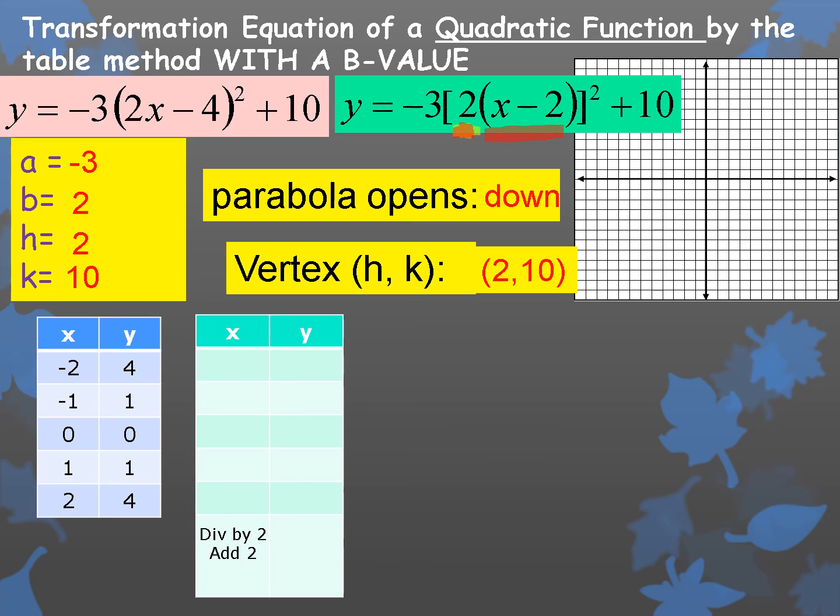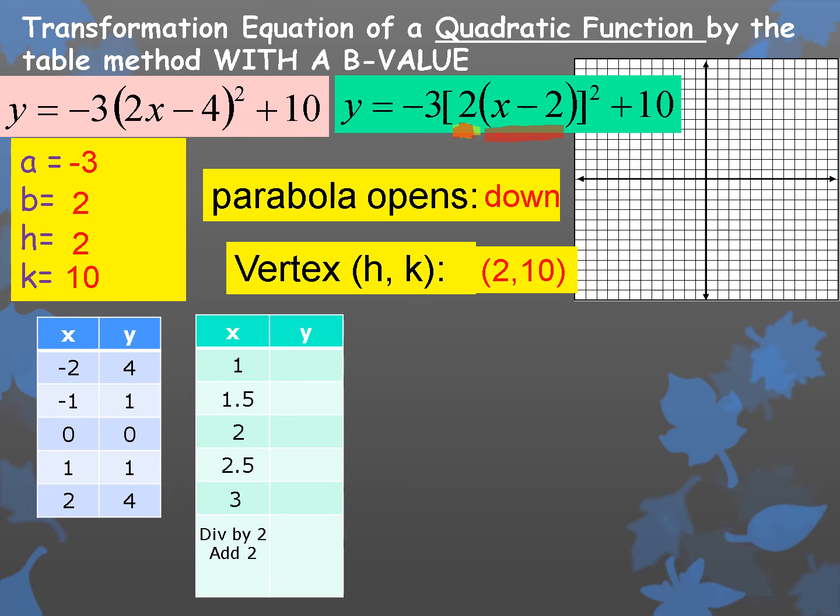-2 divided by 2 is -1. -1 plus 2 is 1. -1 divided by 2 is negative 0.5 plus 2 is 1.5. 0 divided by 2 is 0, plus 2 is 2. 1 divided by 2 is 0.5. 0.5 plus 2 is 2.5. 2 divided by 2 is 1, plus 2 is 3.